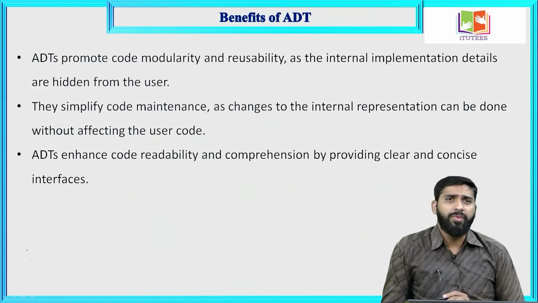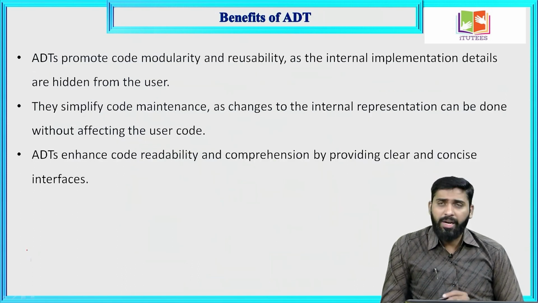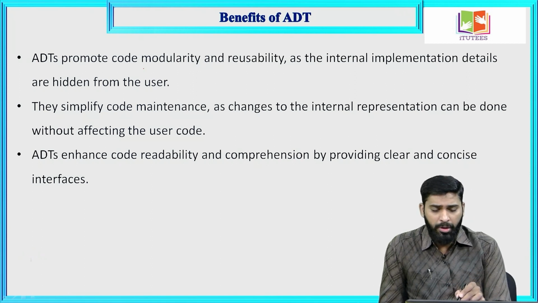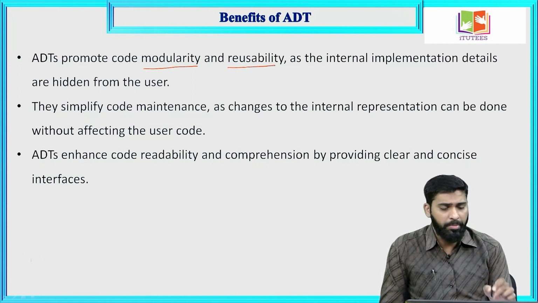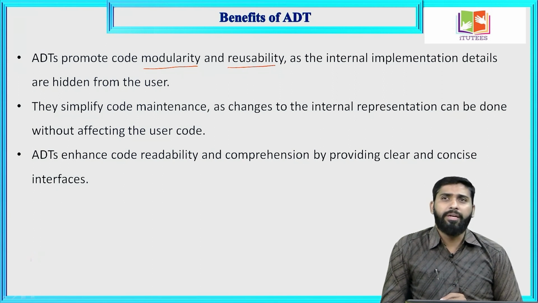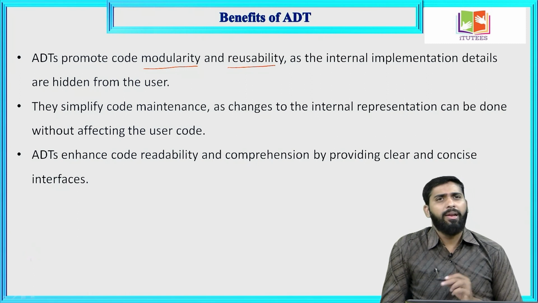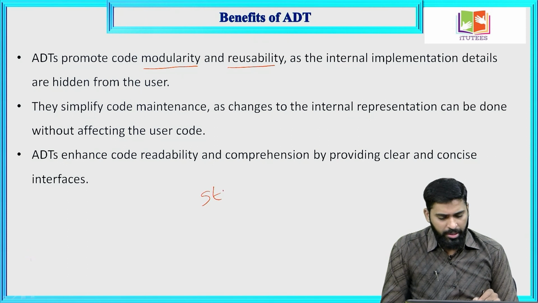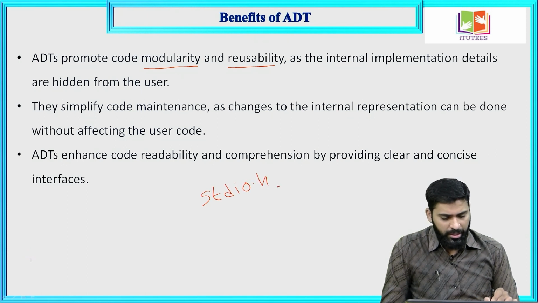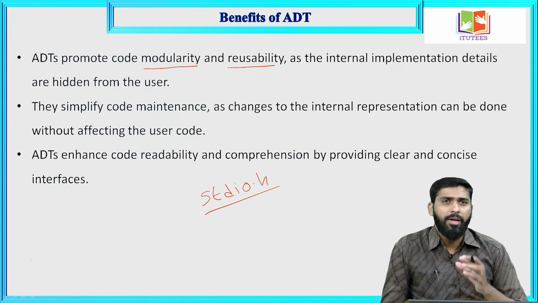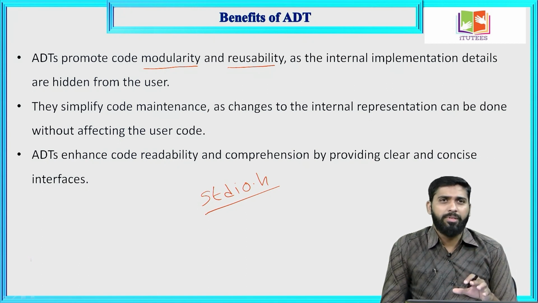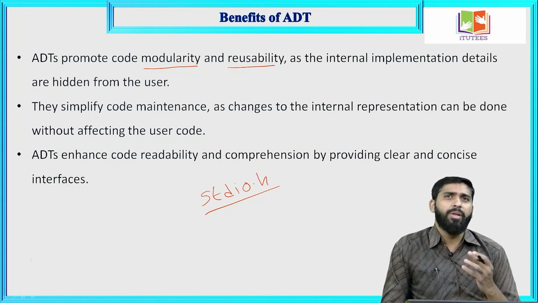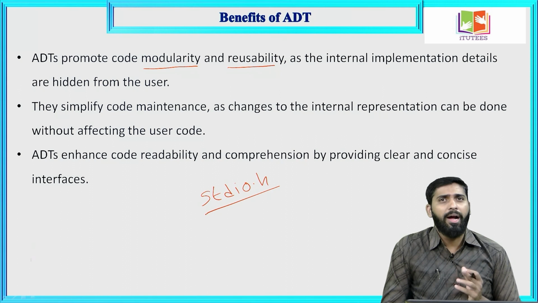So, benefits of abstract data types. Abstract data types promote code modularity and reusability, as the internal implementation details are hidden from the user. We all write C programs. In every C program we write #include <stdio.h>. This stdio.h is a header file we are going to reuse in our programs. This header file we use in different modules. So that is the benefit of abstract data types: they promote code modularity and reusability.